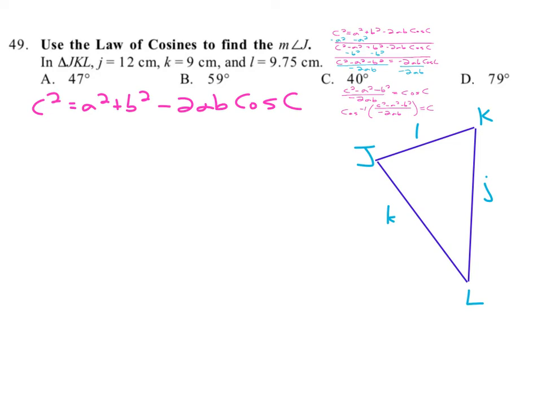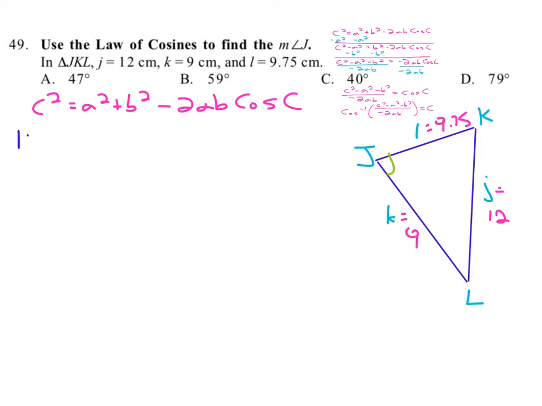We know that little j is equal to 12. They're telling us that. Equals 12. And k is equal to 9, and L is equal to 9.75. And they're asking us to find angle J. They want to know about angle J. If they want to know about angle J, then the side opposite, 12, is what we're going to plug in for the C value. Okay? And so let's start plugging in and solving this.